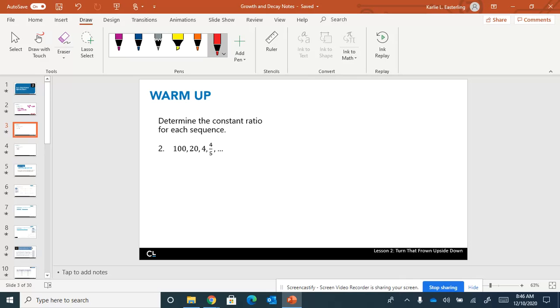So the second one, what you're going to do this time is exactly the same thing. You're going to take that second term divided by your first term. And hopefully for this one, you get 1/5. That would be the constant ratio here. So finally, number 3, this time you're going to have 2/3 divided by 1, and that will end up giving you 2/3. Anything divided by 1 is going to be that number.